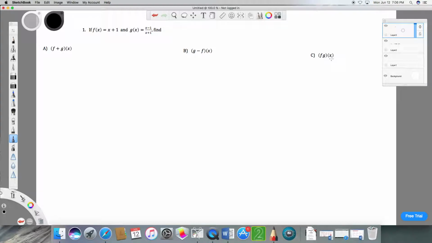All right, so with addition and subtraction, we're going to need a common denominator. I look at f and I write x plus 1 over 1. And I look to this function g and I see that it has a denominator of x plus 1. So if I want to add these two ratios together, I'm going to need to get a common denominator. So this first term I multiply by x plus 1 over x plus 1.